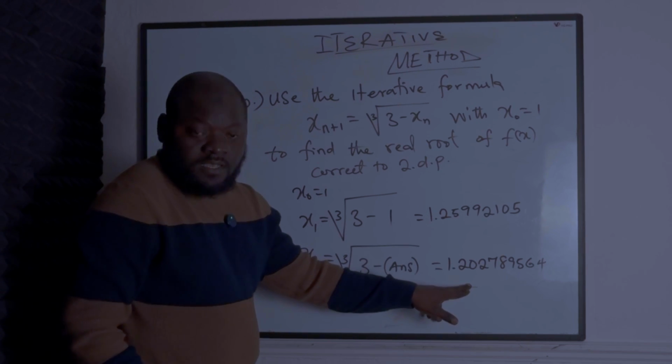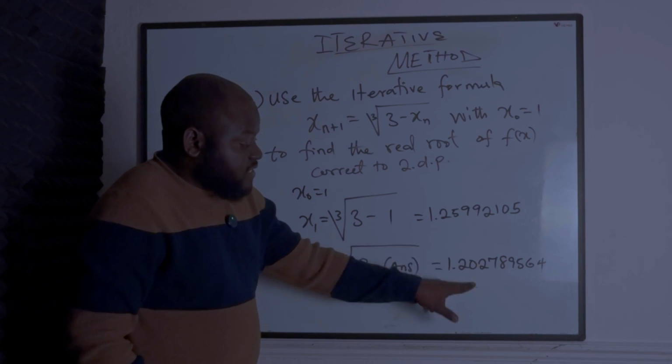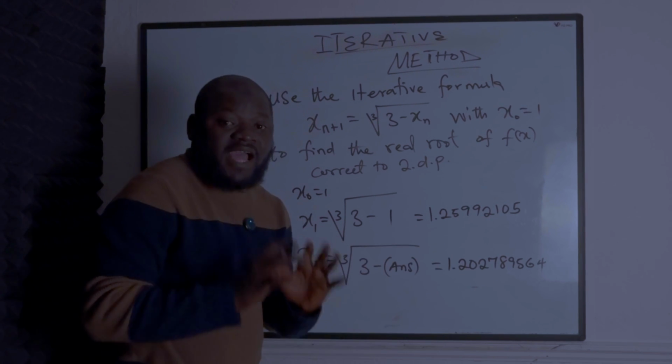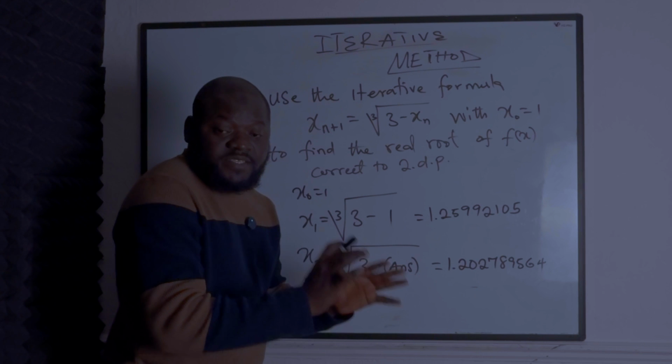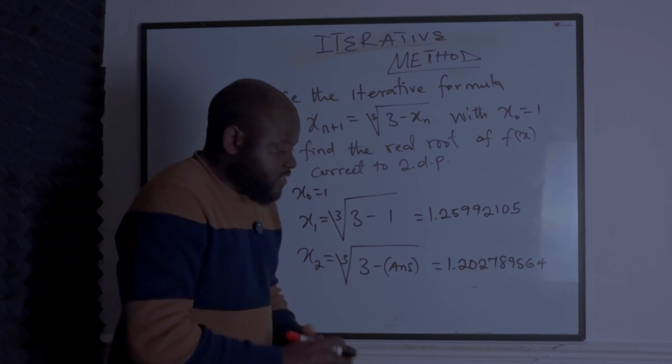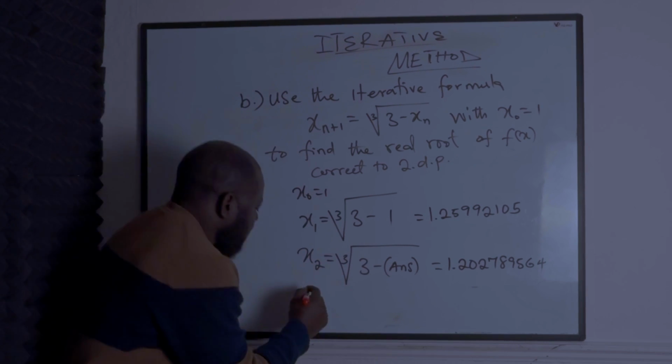We are going to continue like this until this answer to 2 decimal places starts repeating itself. Am I making sense? So when that answer starts repeating itself, that is where we are going to stop. That means we've gotten our answer to 2 decimal places. I hope you get this. So put this value into x3 now.